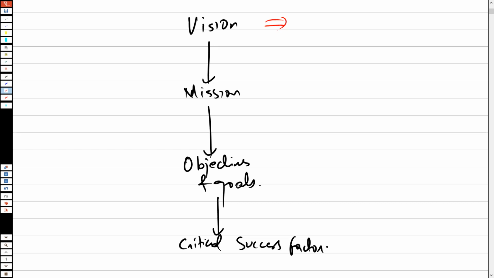Any organization that is set up first has the concept of vision. What exactly is the vision? The vision means the ultimate goal, the ultimate objective of the organization. Whatever that ultimate goal is, that is considered its vision. The next thing is the concept of mission, which tells you how the vision is going to be achieved.